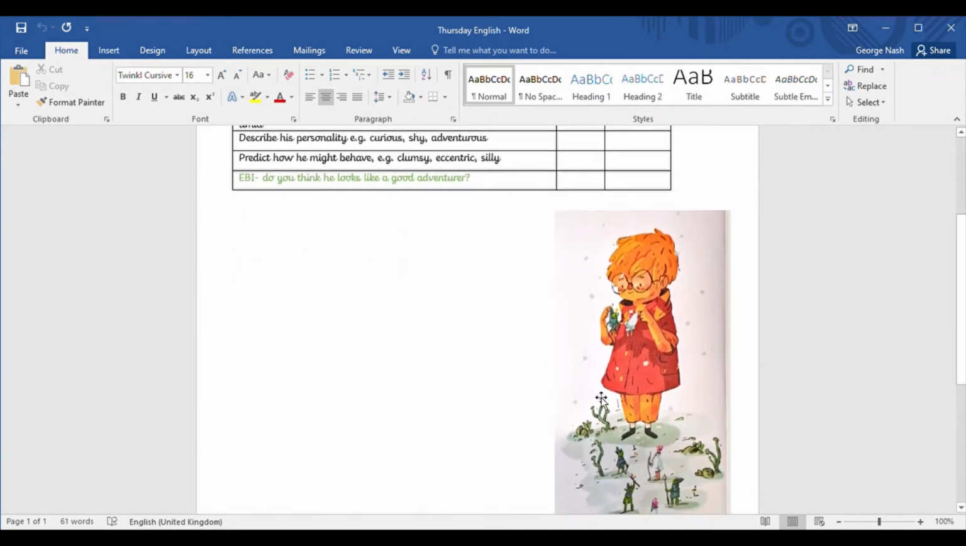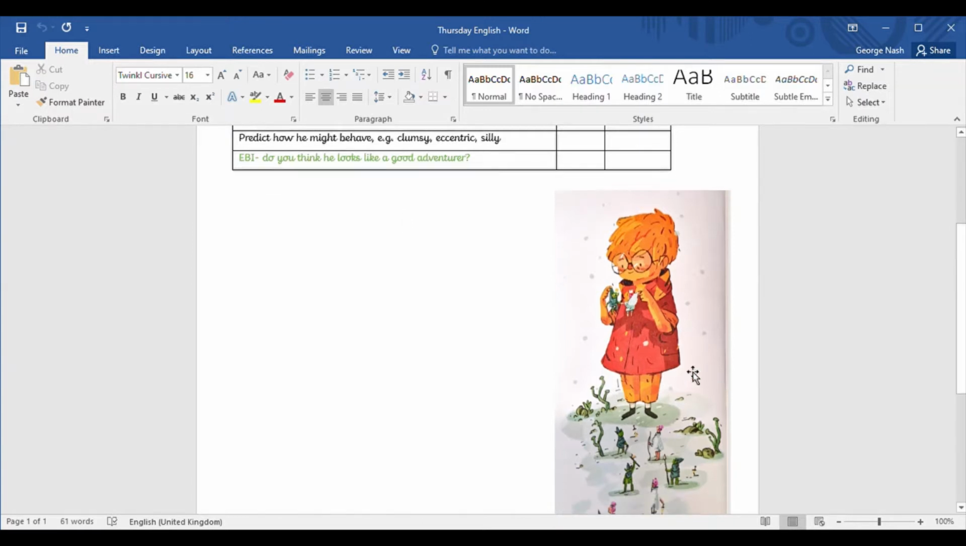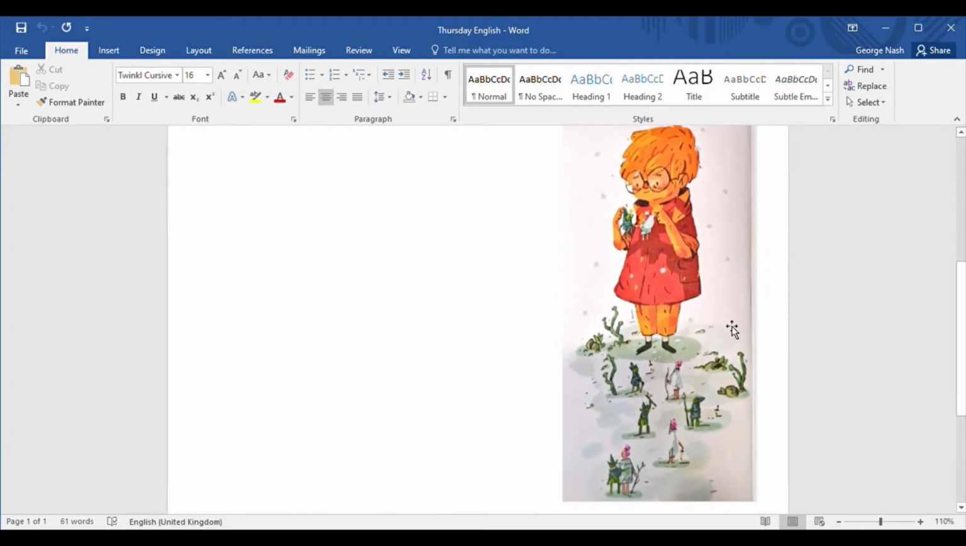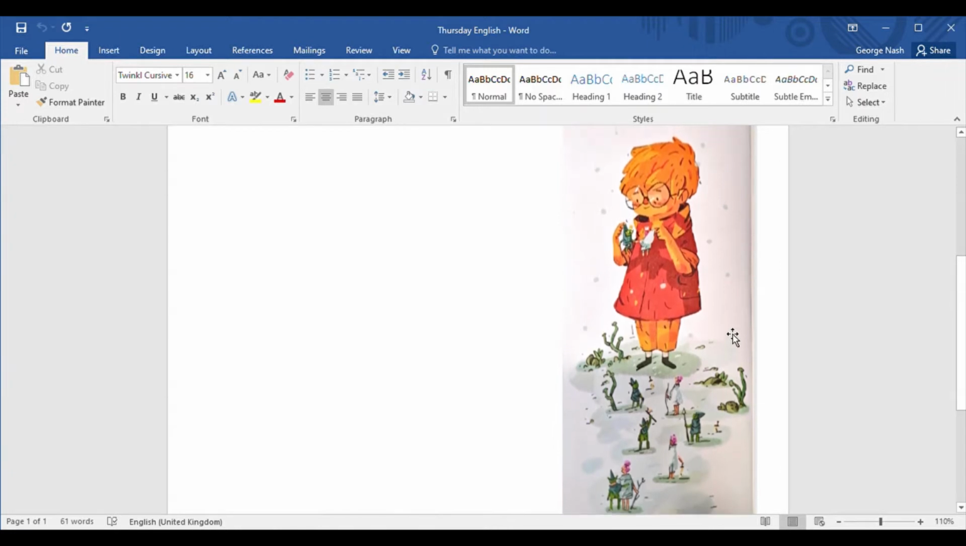Now if you remember back to Tuesday's lesson, we looked at the key attributes of what we think a good adventurer looks like or would perhaps need to go on adventures. Now we're going to look at Arthur today, and we're going to use this illustration that comes from the book. What I want you to focus on is exactly how Arthur looks. Does he look like an adventurer? Have a little think. Maybe from his clothes. Okay, identify what you can see.